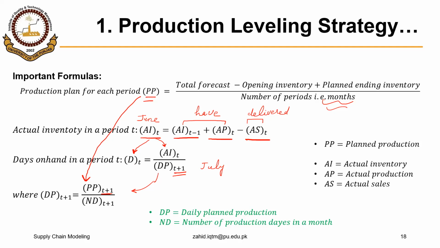So I hope you have got the idea. This is the basic formula, and in order to find the denominator, we have to use this formula. So daily planned production is monthly planned production divided by number of days. Everything here is for July, for example: planned production for July divided by number of working days in July. And this is the ending inventory for June.